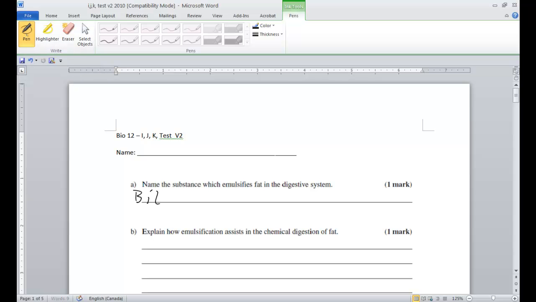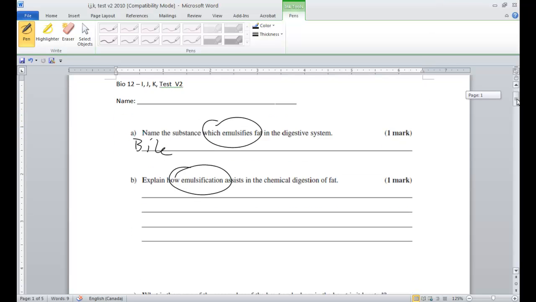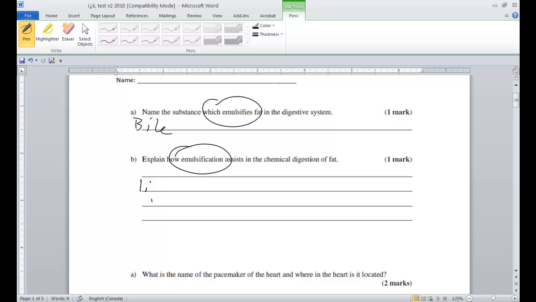So bile was the substance that emulsifies fat. Explain how emulsification assists. It is that the bile takes the lipids, our fats, and physically digests them, making smaller fat droplets or smaller pieces of fats.